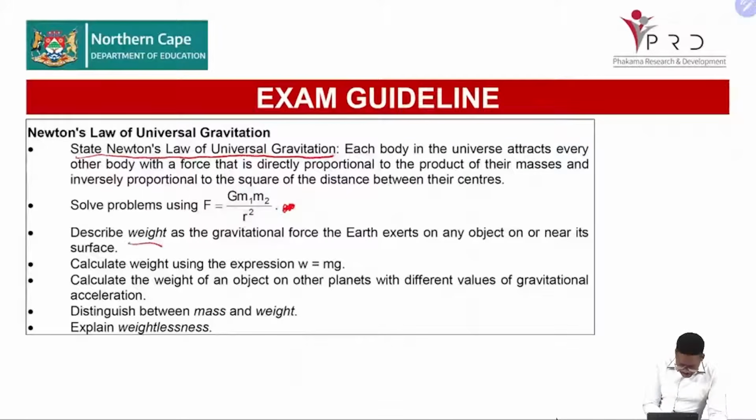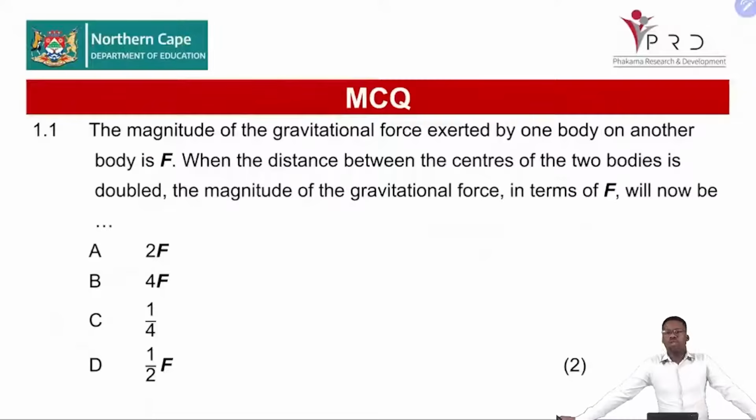Describe the weight and also explain the term weightlessness. So you should be in a position to calculate the weight. Weight is equal to mg. You should be in a position to calculate the weight of an object with different values of gravitational acceleration. Okay? Now, let's look at the multiple choice question. Remember we said it is important that we focus on the multiple choice question. So I'm going to give you 2 minutes to respond to this multiple choice question.